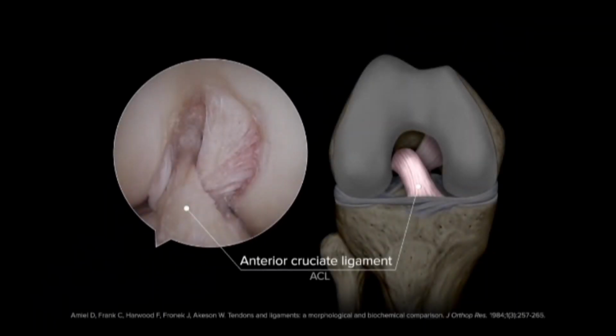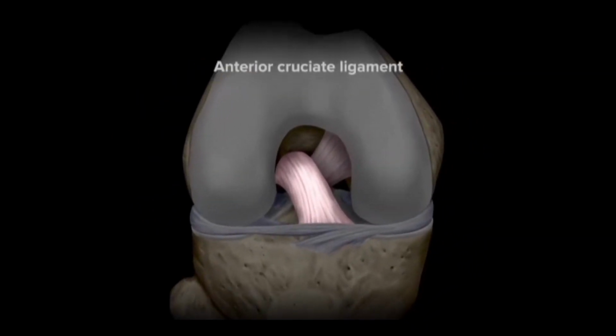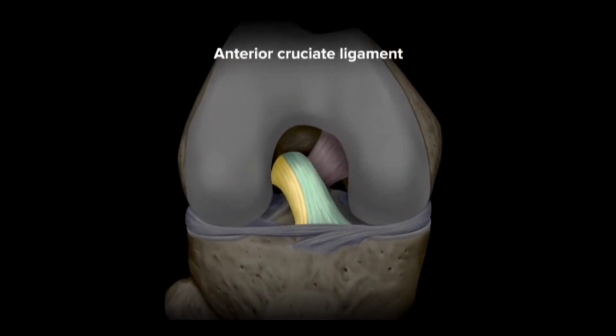The anterior cruciate ligament, or ACL, is a ligamentous structure comprised of parallel fibers of collagen and fibroblasts. Though the ACL is an intra-articular structure, it is wrapped in a fold of synovium and considered extrasynovial. The ACL is subdivided into two separate bundles, the anteromedial and the posterolateral.